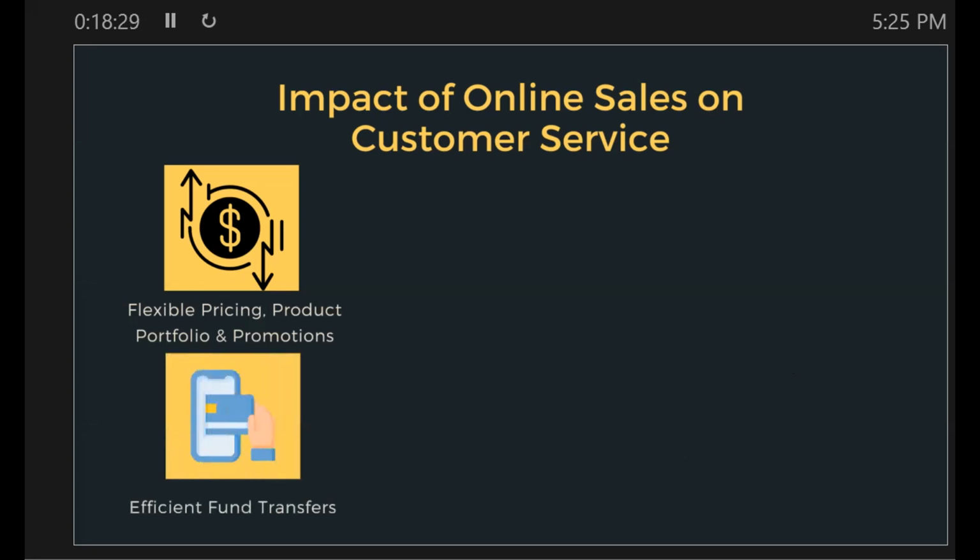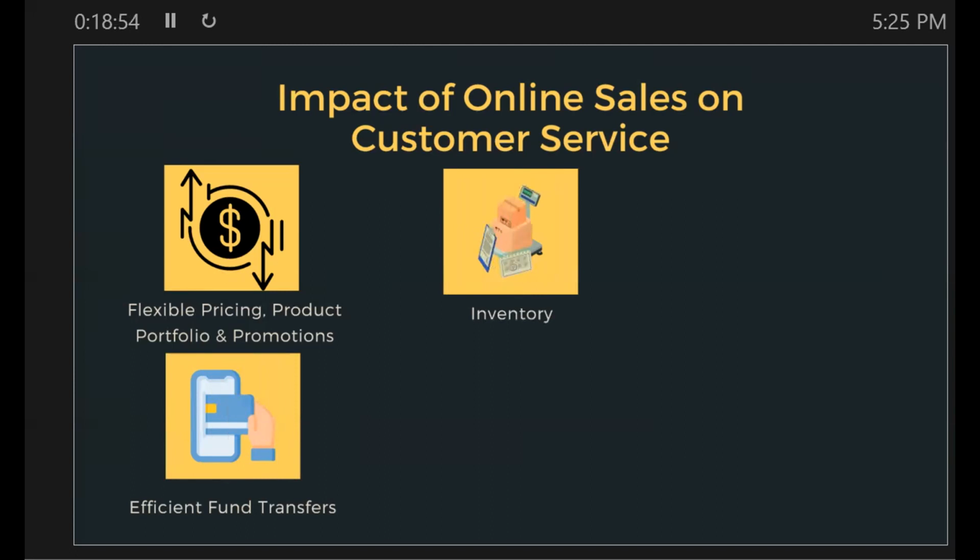Next is efficient fund transfers. Collections are sped up due to the availability of multiple money transfer options. Here in the Philippines, we have GCash, which is like an online wallet, or there are multiple online bank transfers, which is relatively important to us.